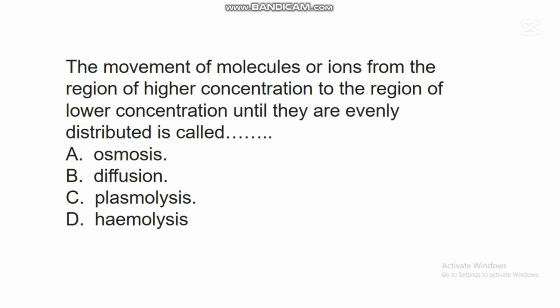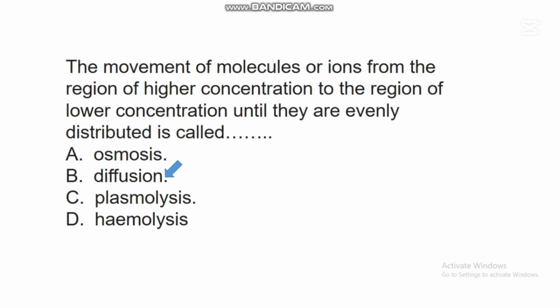The first question we have here says, the movement of molecules or ions from the region of higher concentration to the region of lower concentration until they are evenly distributed is called dash. A. Osmosis. B. Diffusion. C. Plasmolysis. D. Hemolysis. In this question, the correct answer is B.